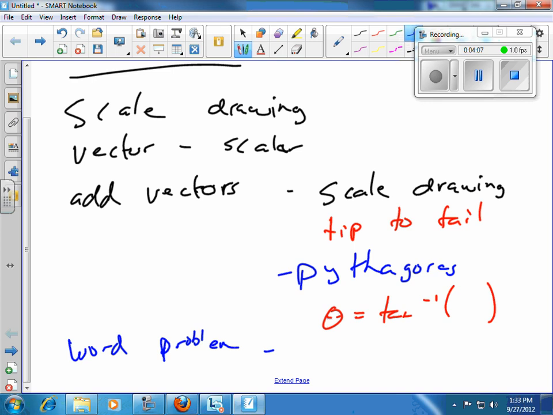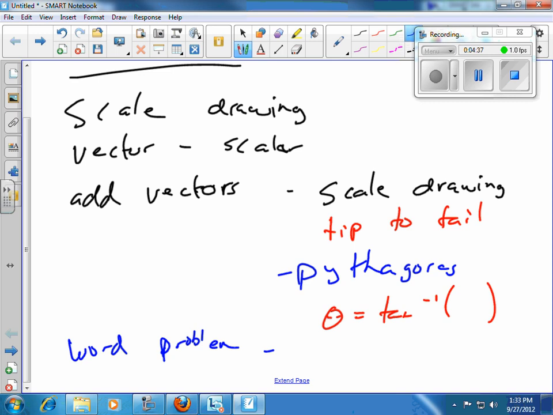Okay, so what kind of word problem might you see? Well, it might say something like, find the total displacement of a body which undergoes individual displacements of 3 kilometers north and 5 kilometers east. Or a force of 10 units acts eastward upon an object and a force of 30 units acts in a southward direction. What is the resultant force? Words like resultant or overall or total imply that you're going to add them together.